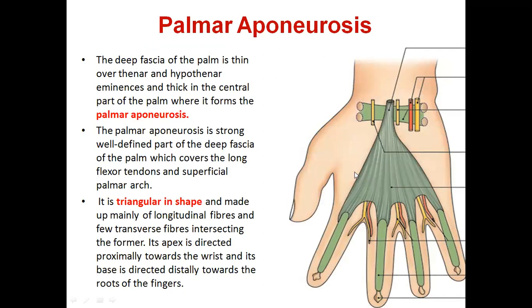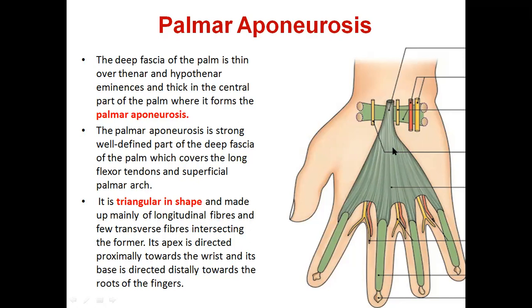The deep fascia of the palm modifies itself to form a triangular thickening, which is nothing but the palmar aponeurosis. As I told you, towards the thumb, the prominence we have is the thenar eminence, and towards the little finger, the prominence is the hypothenar eminence. The deep fascia of the palm is thin over the thenar and hypothenar eminences, but it is thick in the central part of the palm, where it forms the triangular palmar aponeurosis. The palmar aponeurosis is a strong, well-defined part of the deep fascia of the palm which covers the long tendons.